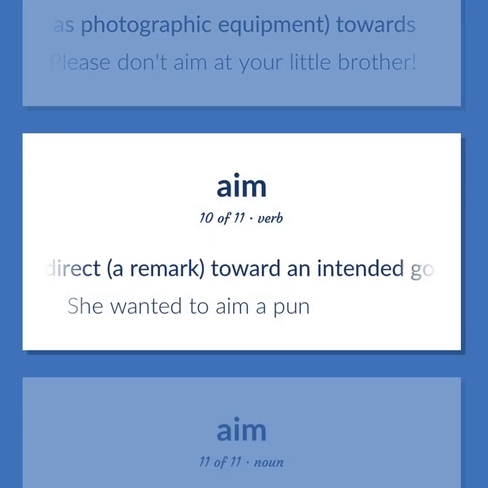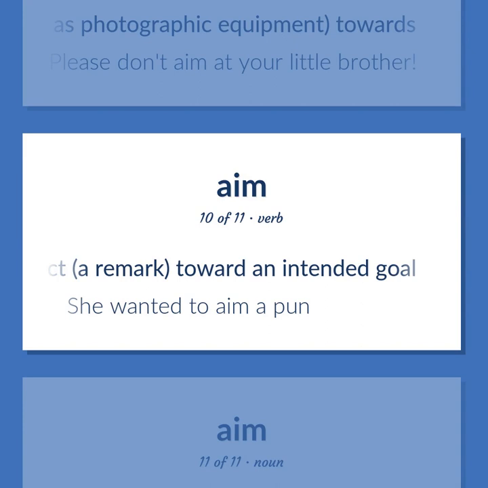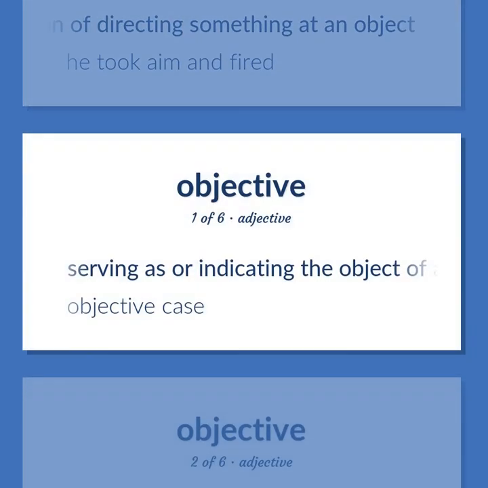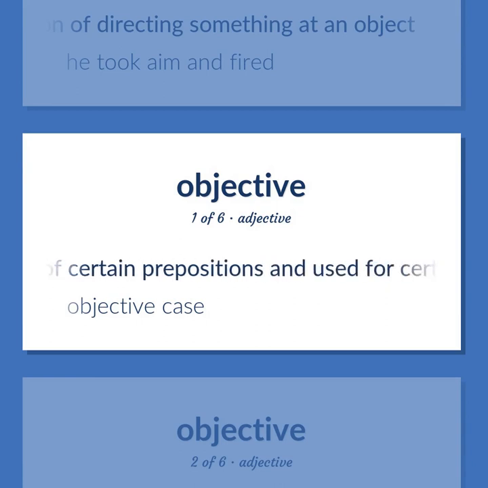Direct, a remark, toward an intended goal. She wanted to aim a pun. The action of directing something at an object. He took aim and fired. Serving as or indicating the object of a verb or of certain prepositions and used for certain other purposes. Objective case.